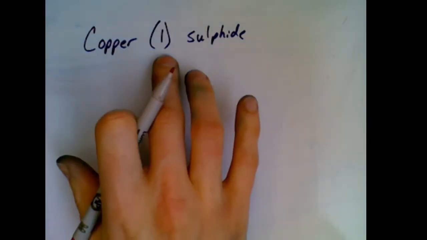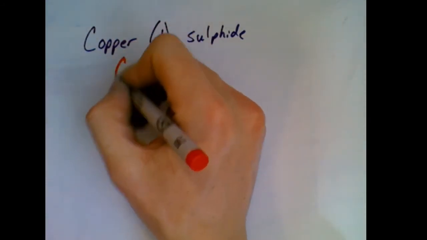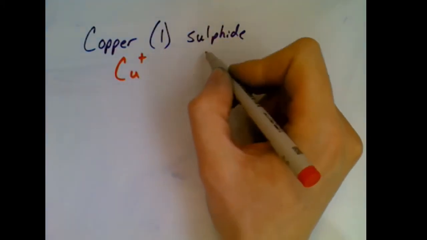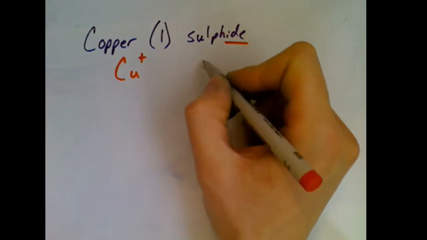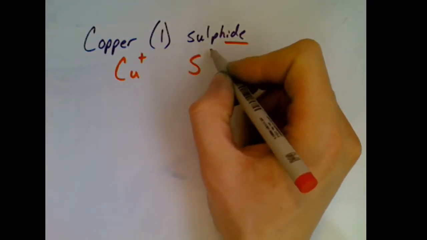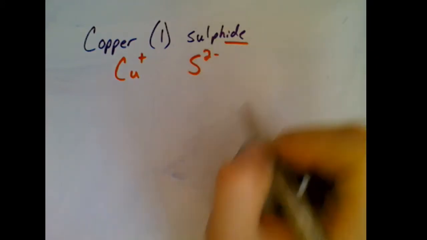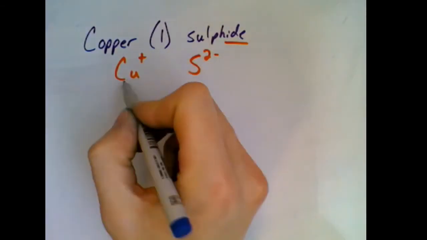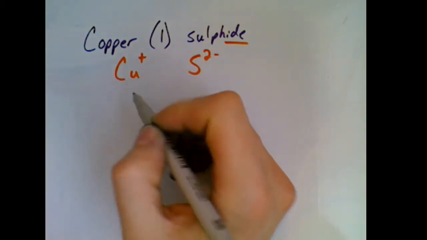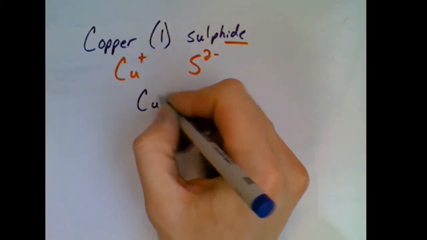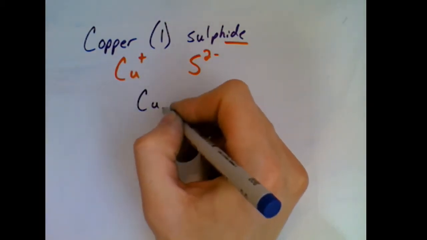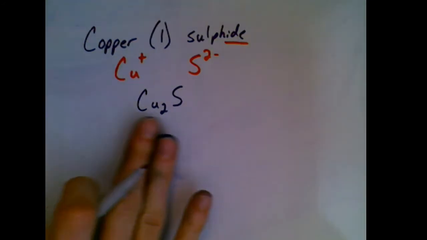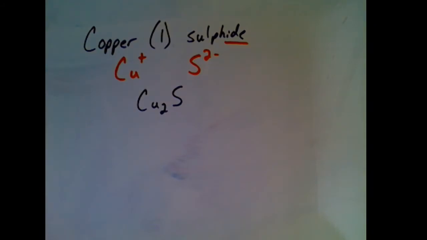Well, copper 1 means copper, Cu, with a positive 1 charge. And sulfide, IDE, so that's a monoatomic ion from your periodic table, has a -2. So now we need to do our swap and drop. So the 2 is going to go with the copper. 1 is going to go with the sulfur. We get Cu2S. So that's our formula when we're dealing with this.